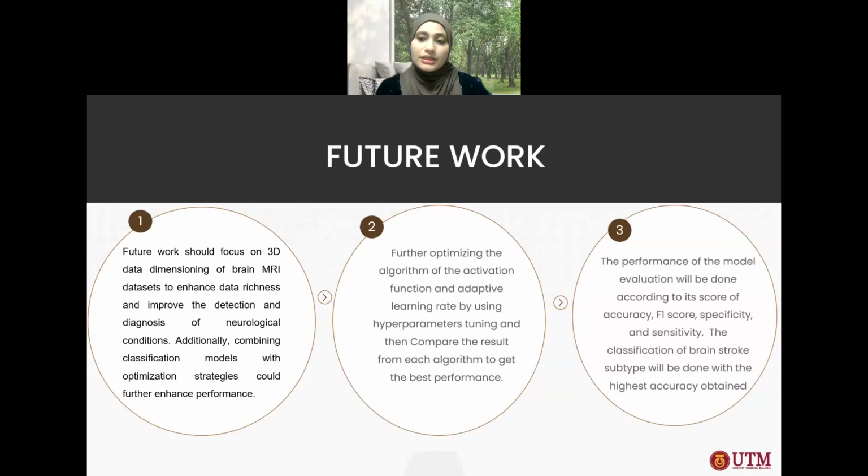Then for the third, the performance of the model evaluation will be done. After you are done with 3D and have played with the hyperparameter tuning, you can do the performance evaluation with accuracy, F1 score, and specificity, and the classification of brain stroke subtype will be done with the highest accuracy obtained from the validation, because I chose also test accuracy and validation to double confirm my accuracy, like how the learning rates work.